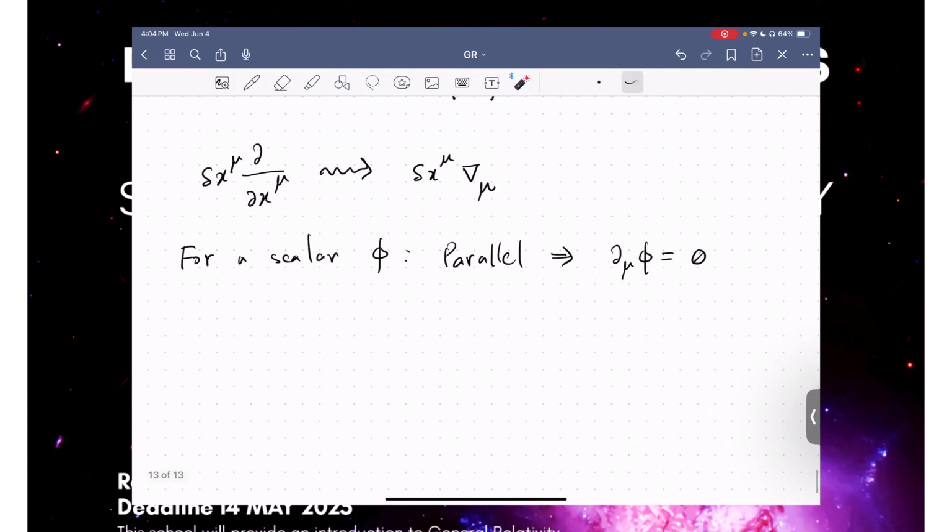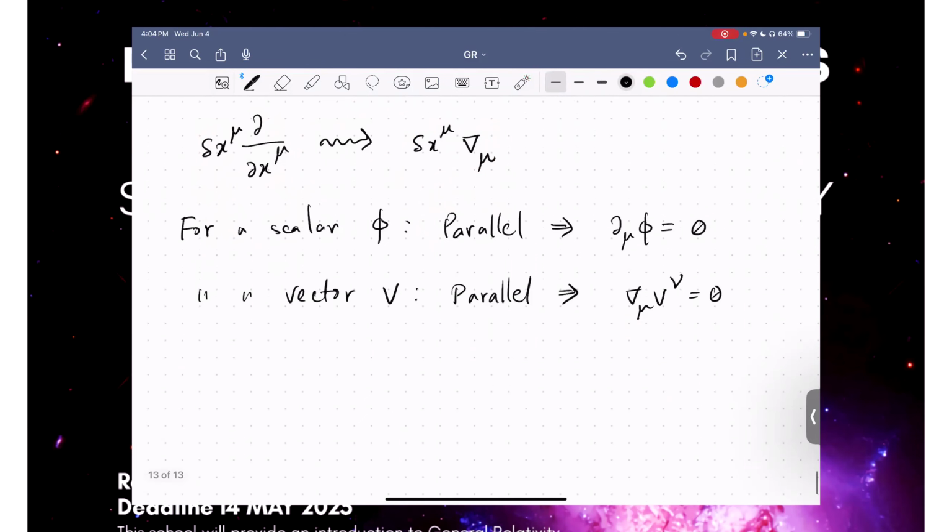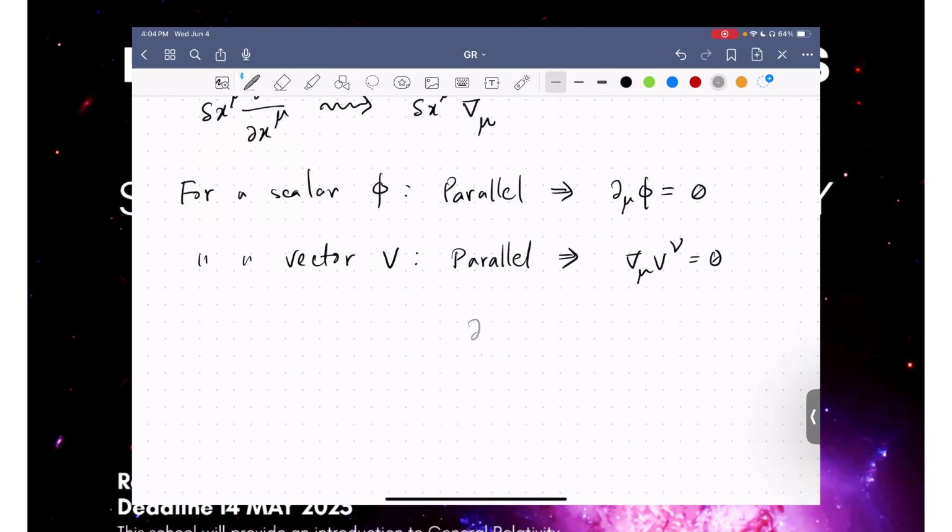And so now you can see why it is important to generalize this to the covariant derivative. Because we want to say that for a vector V, parallel should mean the covariant derivative of the vector is 0. Okay. Now, what would go wrong if we use partial derivatives here? What goes wrong is that suppose you have the partial derivative of a vector equal to 0 in one coordinate chart, right? So in U.